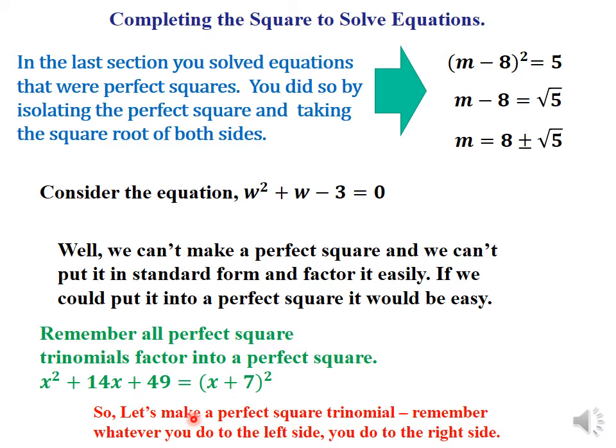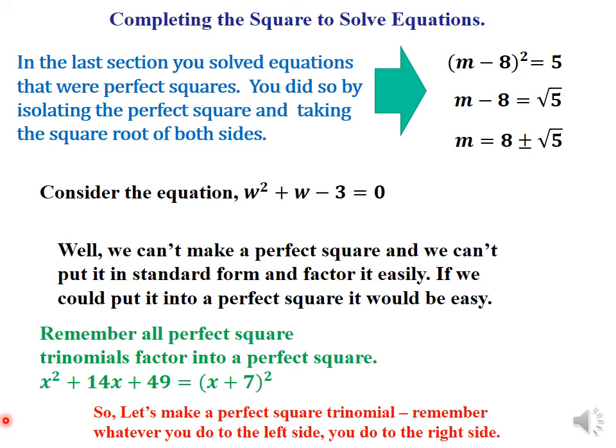Let's look at this equation, w squared plus w minus 3 equals 0. Well, it doesn't look like we can factor it very easily, and if we move the 3 to the other side, it's not going to factor into a perfect square. So what are we going to do?